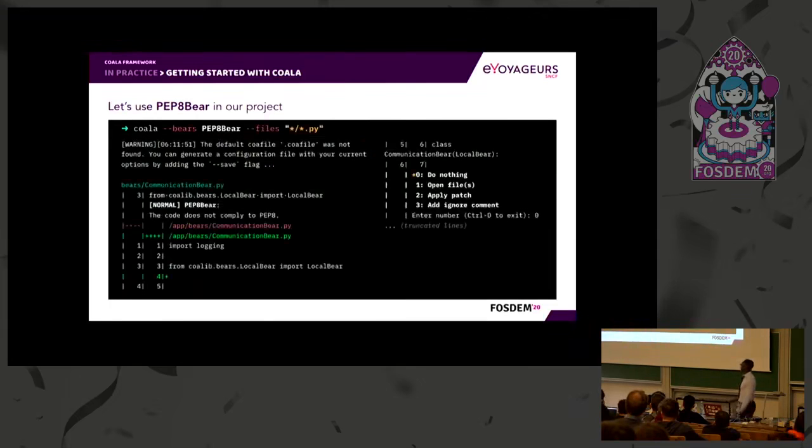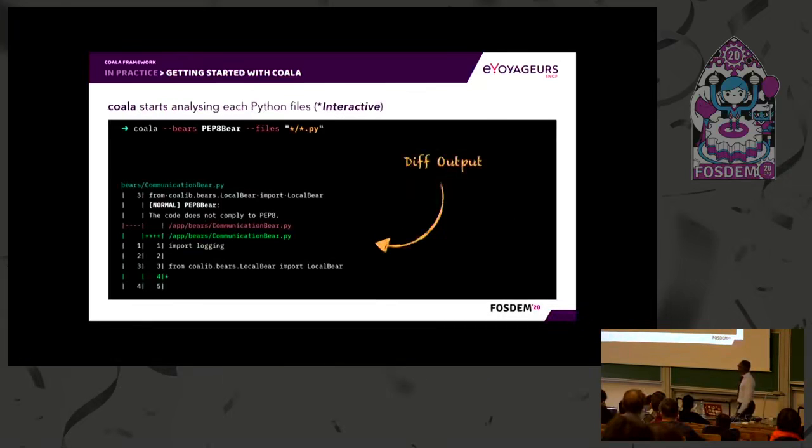So you run Coala, specifying the Pep8 bear on your Python files. First, you will get a diff output. It says how your code is not compliant to the Pep8 rules.